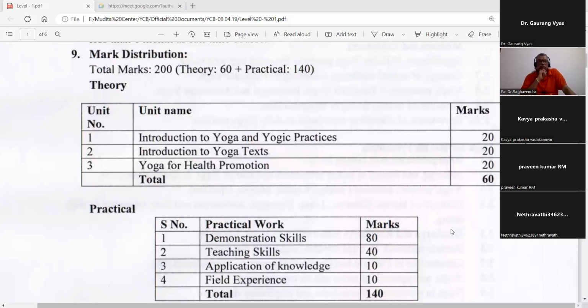Now we just move on a little bit deeper. In the theory part, every unit has 10 points. If you go to the second page of the syllabus, there are the theory points on the full page. There are 3 units. Introduction to yoga and yoga practices has 20 questions and 20 marks. Second, introduction to yoga text, again has 20 marks. And yoga for health promotion has 20 marks. So the total marks is 60. On average, every point has 2 questions.